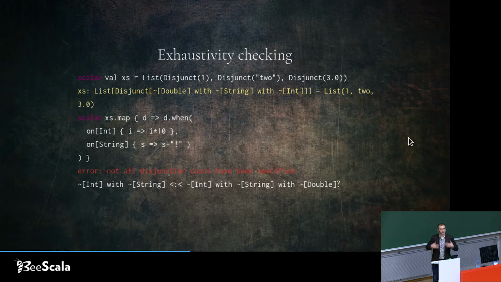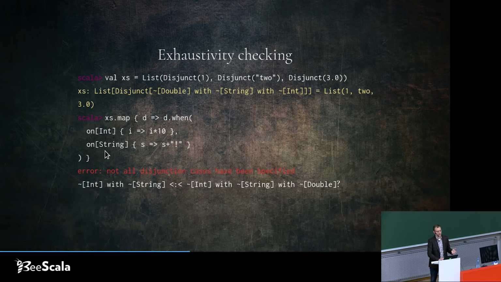So it tries to find evidence in the compiler using this implicit type here, less than or equal to, which means subtype. It says, is int with string a subtype of int with string with double? You have to think about it quite hard, because subtype is sort of backwards from subset. Subtype means superset. Subset means supertype. So is this a subtype of this? No, it's not. We can't find the evidence, therefore refuse to compile.